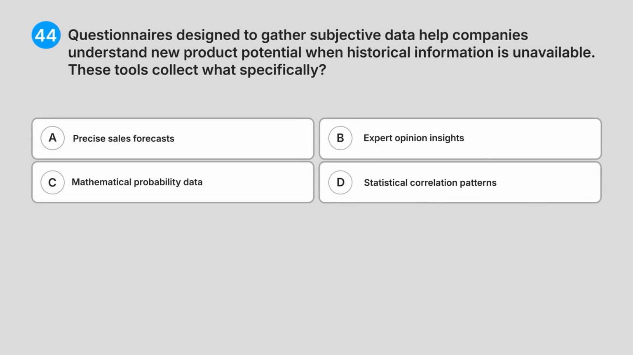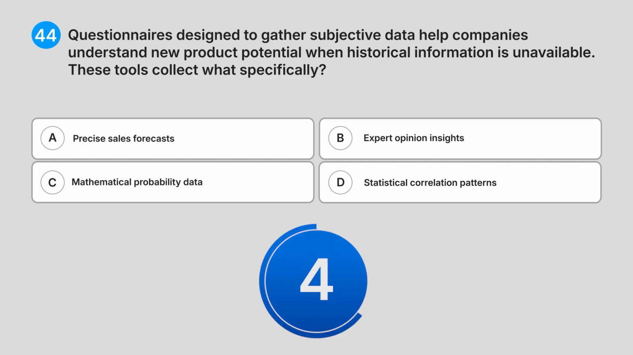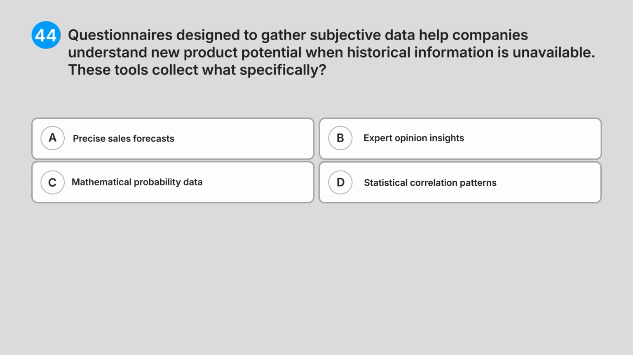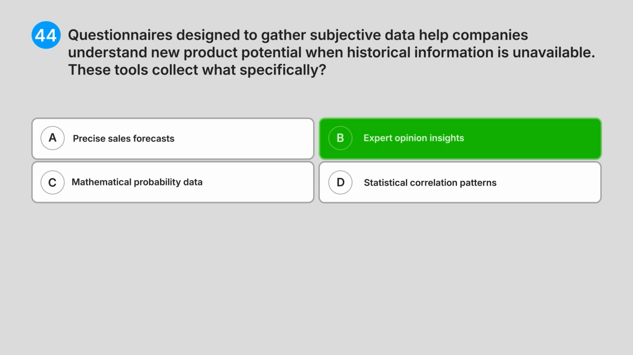44. Questionnaires designed to gather subjective data help companies understand new product potential when historical information is unavailable. These tools collect what specifically? A. Precise sales forecasts. B. Expert opinion insights. C. Mathematical probability data. D. Statistical correlation patterns. Do you know the answer? Correct answer, B. Expert opinion insights.